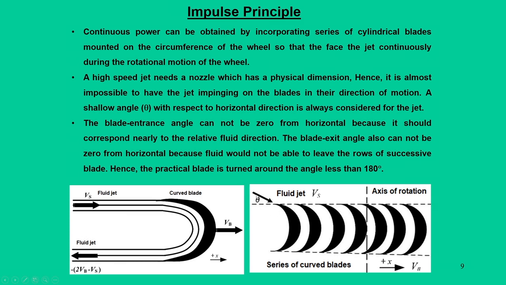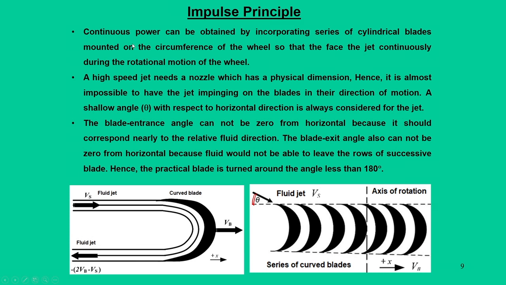So, in practical cases the deflection is always less than 180 degrees. And of course, we cannot hit the tip of the blade when we make this theta 0 degrees for all the series of blades, so we have to keep some angle theta. This theta we call the entry angle of the fluid jet into these blades, and many times you refer to this as the nozzle angle.